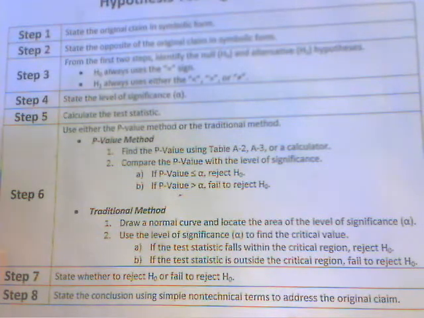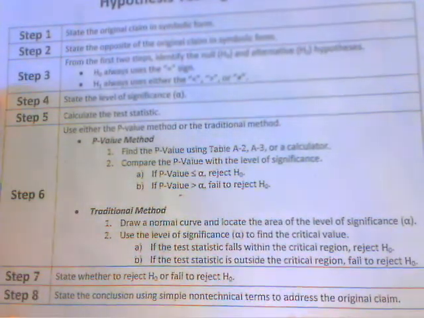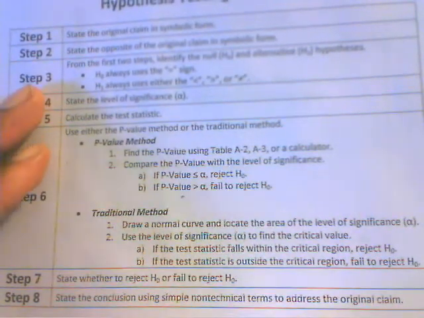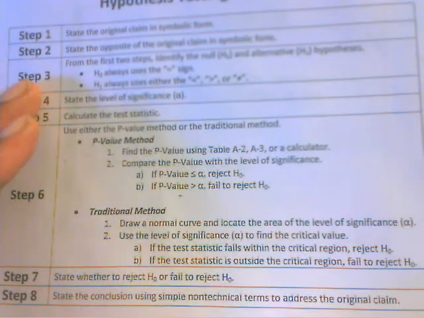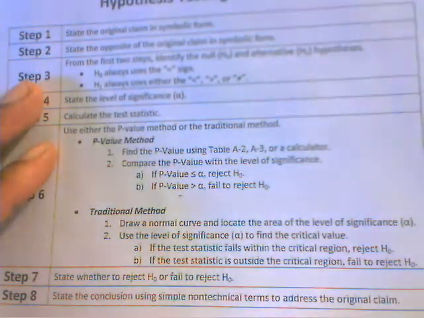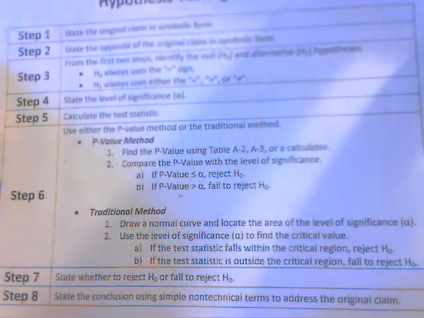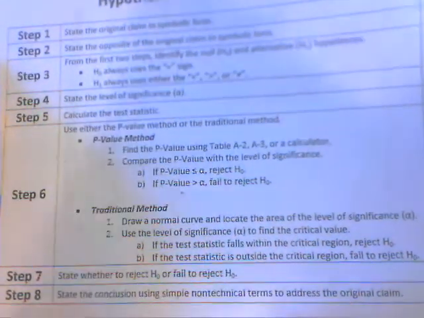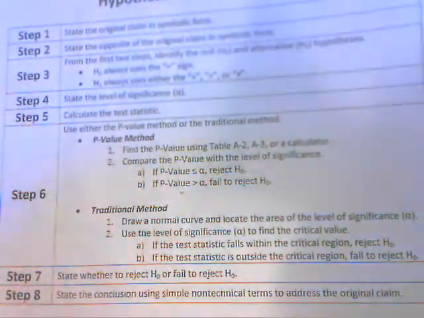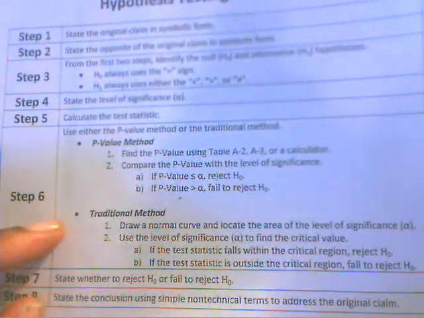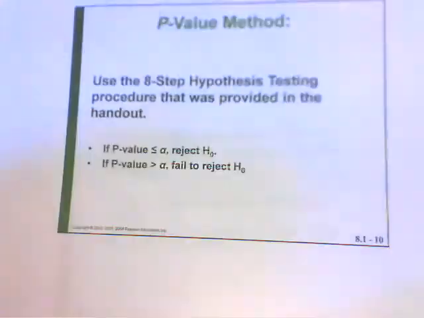And then step number 7 is to state whether to reject the null or fail to reject the null hypothesis. And then finally, you're going to state the conclusion using simple, non-technical terms to address the original claim. So this is the 8-step procedure for doing a hypothesis test. And you'll be using this throughout sections 8-3, 8-4, and 8-5.